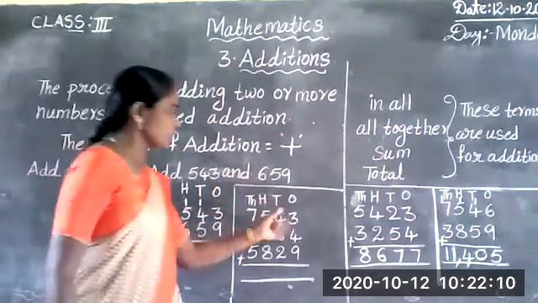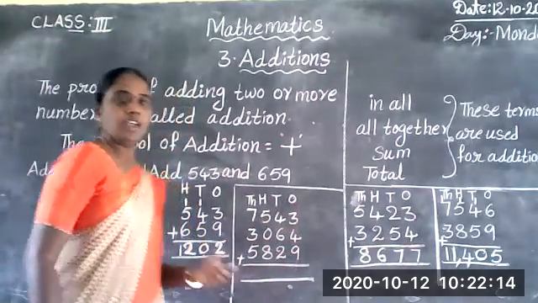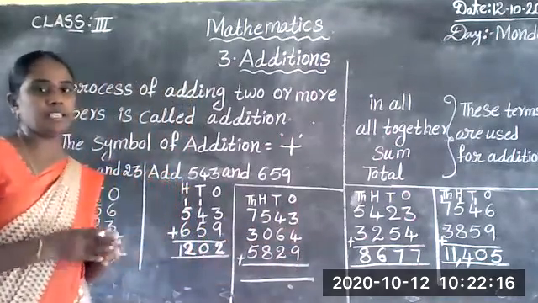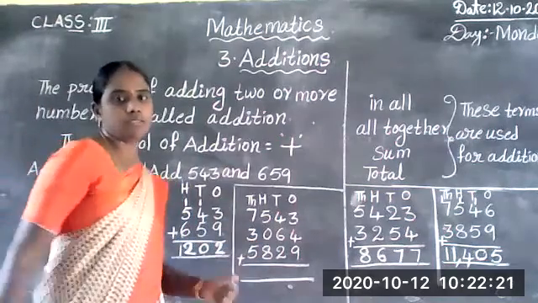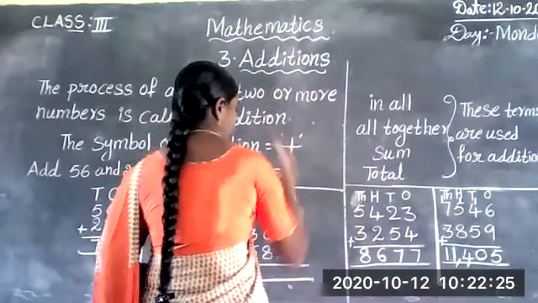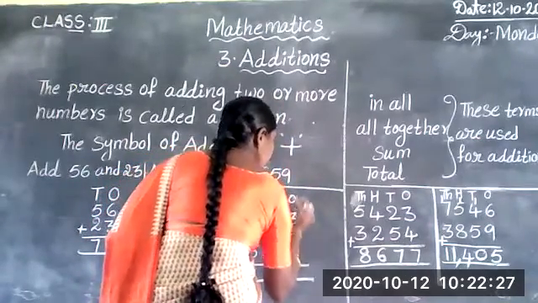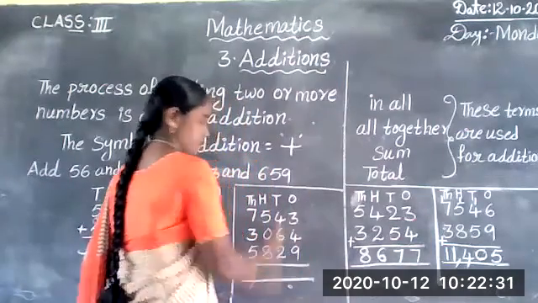First, add the ones place numbers. Addition, subtraction and multiplication, we have to start from the right side of the number. This is my right hand. I start from the right side only. First, from the ones place numbers.